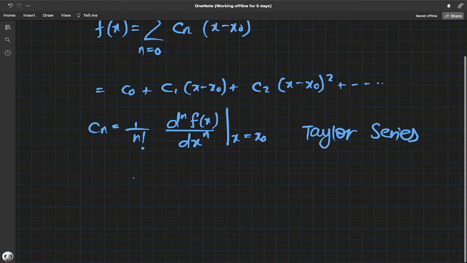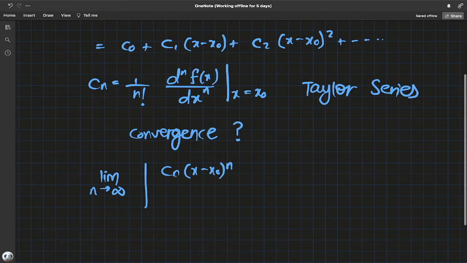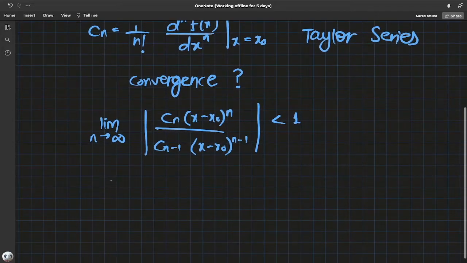Now what about the convergence of this series? Well, from the essentials on the previous page, we can do the ratio test. So we have c sub n (x minus x naught) to the nth power over c sub n minus 1 (x minus x naught) to the n minus 1. We want this to be less than 1. So just simplify it a bit. Since we have this sort of polynomial, it was a good idea to use the ratio test. Sometimes it can go really badly.